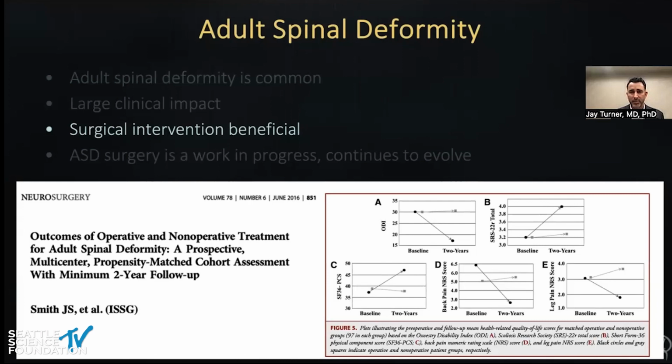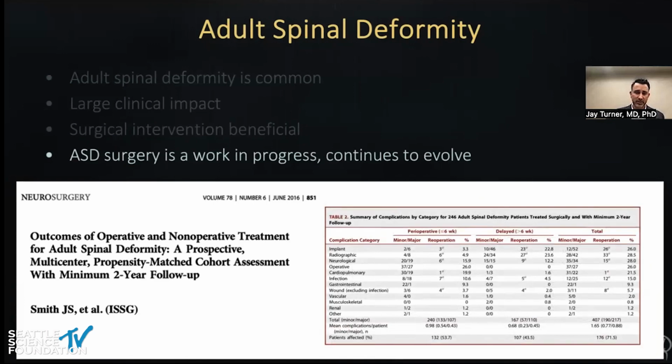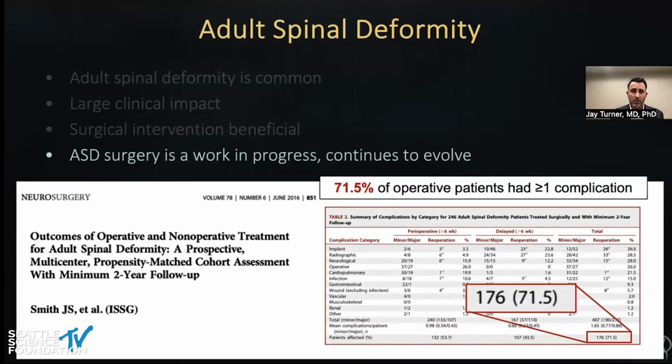If you track patients treated operatively versus non-operatively, the surgically treated patients on average get better, and patients that are managed non-operatively tend to follow the track they're on. But that comes at a tremendous cost, and study after study, we see these ultra high complication rates from the same studies demonstrating that improvement from operative intervention. We see greater than 70% of the patients with at least one complication, and that's consistent across studies.